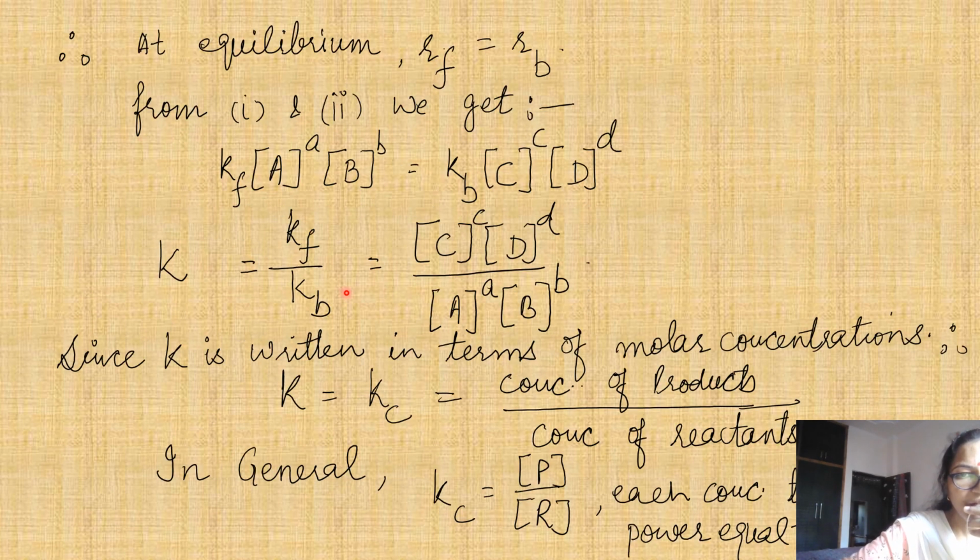So if we equalize both the terms, then we get a constant known as equilibrium constant. So equilibrium constant is, you can see, the ratio of product of concentration of products to product of concentration of reactants, and each concentration term is raised to power equal to the coefficients present in the balanced equation.